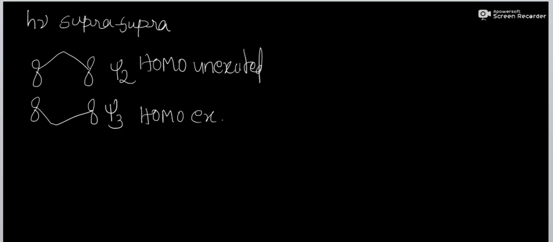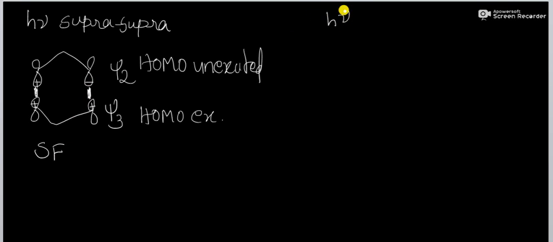Then write the symmetries of orbitals. For psi 3, terminal lobes will be plus. For psi 2, terminal lobes will be plus minus. Then suprafacial addition, that is supra, plus here minus. So it is symmetrically forbidden. One sigma bond is bonding interaction, another sigma bond is anti-bonding interaction. So it is symmetrically forbidden.